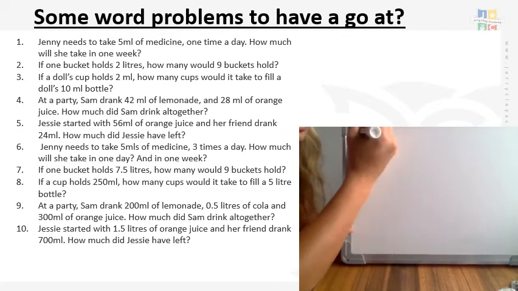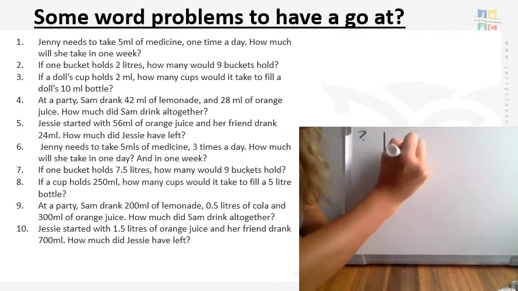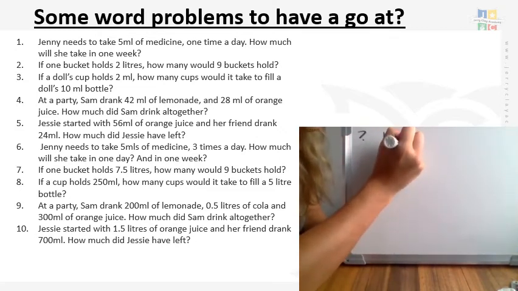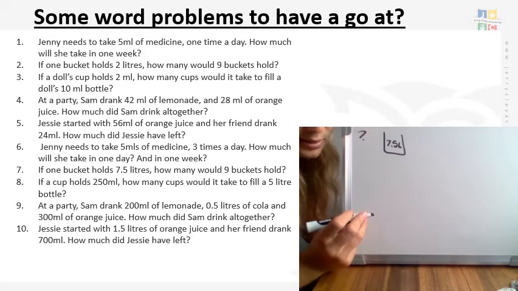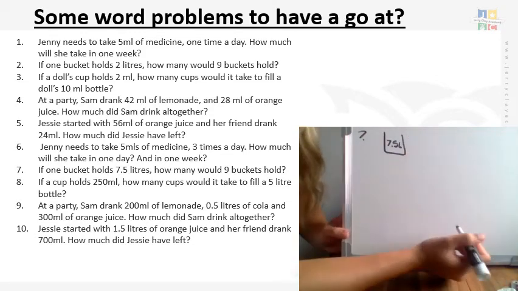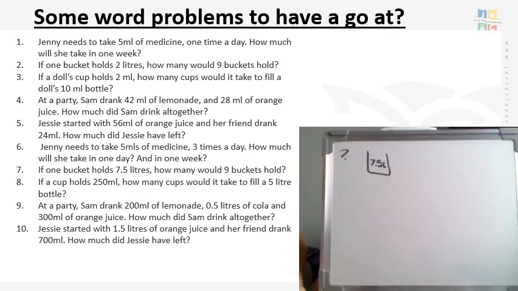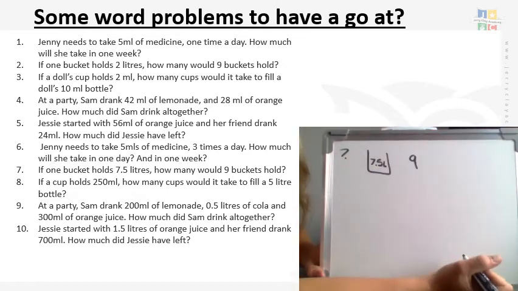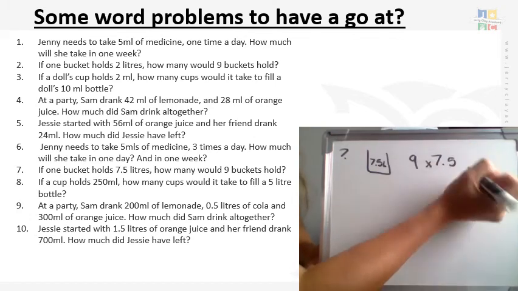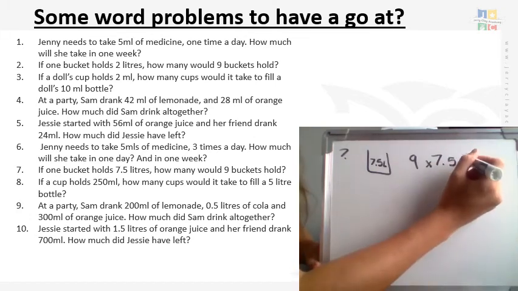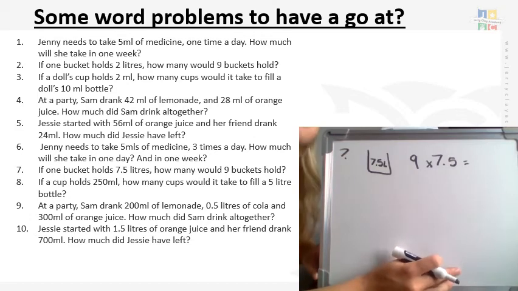Let's have a look at number 7 then. So in 1 bucket is 7.5 litres. How many would be in 9 buckets? So you could have drawn 9 buckets. Alternatively, you could have said, well, I know that there's going to be 9 lots of 7.5.